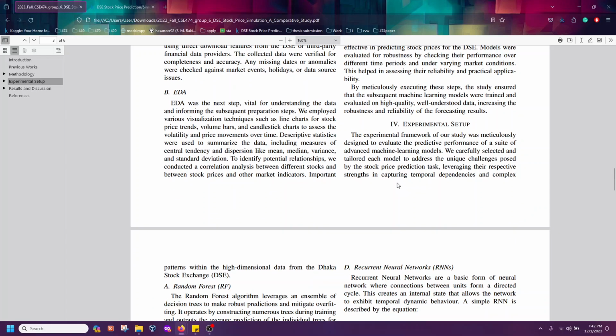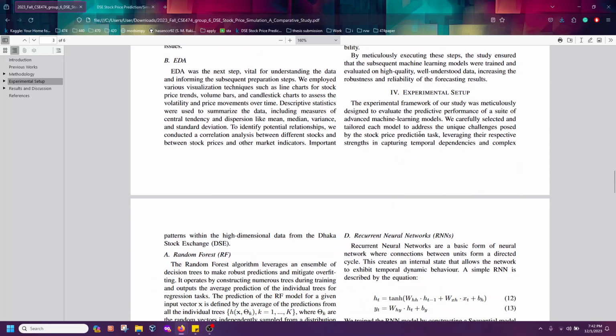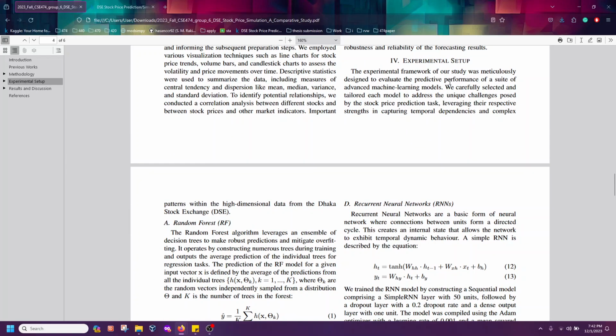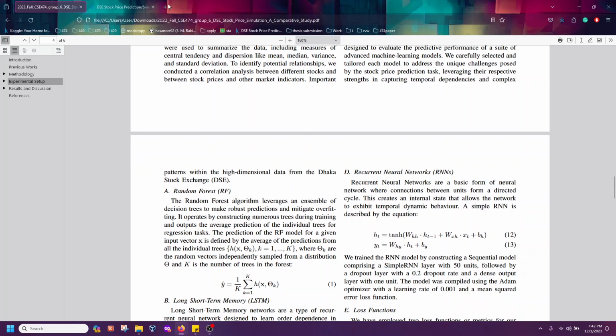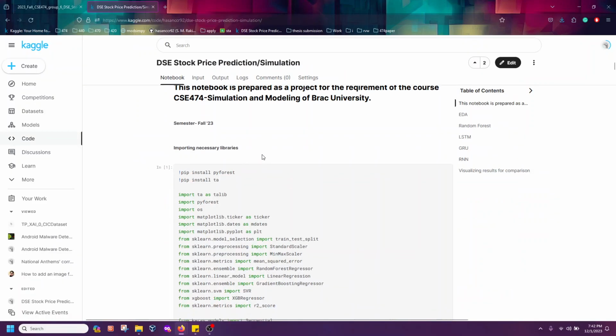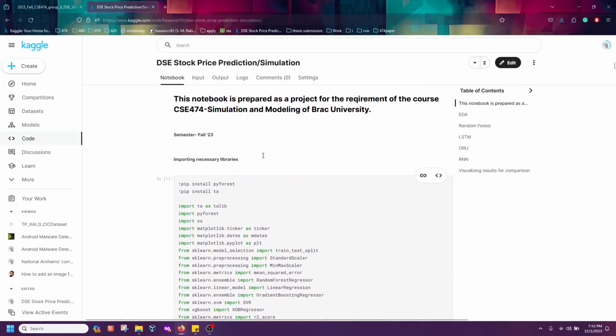So now let's come to the experimental setup of our research. The experimental framework of our study was meticulously designed to evaluate the predictive performance of a suite of advanced machine learning models. We carefully selected and tailored each model to address the unique challenges posed by the stock price prediction task, leveraging their respective strengths in capturing temporal dependencies and complex patterns within the high dimensional data from the Dhaka Stock Exchange. The code is made open source and it is available on Kaggle.